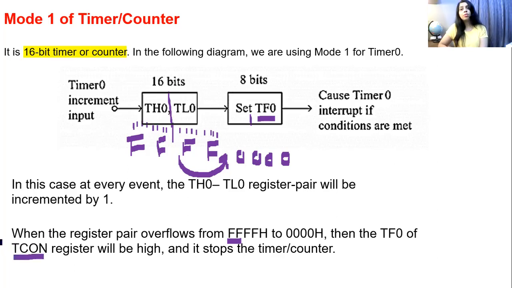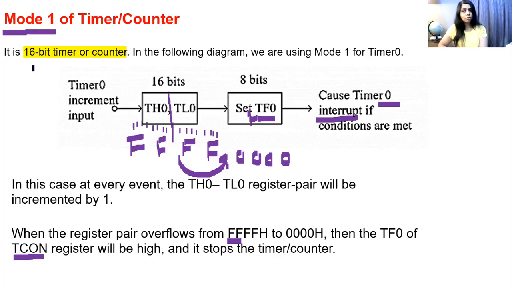That means in mode 1, when the register pair overflows from FFFF to 0000, the TF0 flag of the TCON register will go high. It will become 1 and it will generate an interrupt for the 8051 timer 0 if we are using timer 0, otherwise timer 1 if we are using timer 1. So that is all about mode 1.